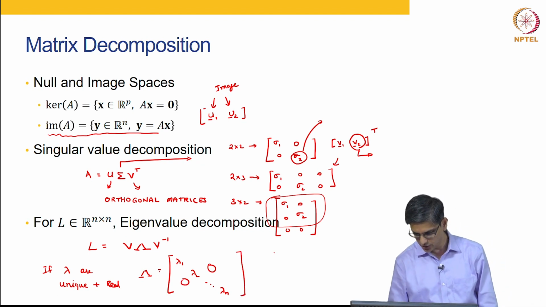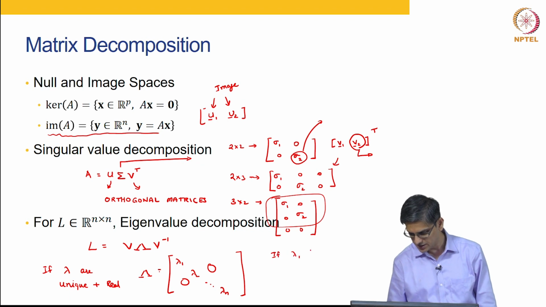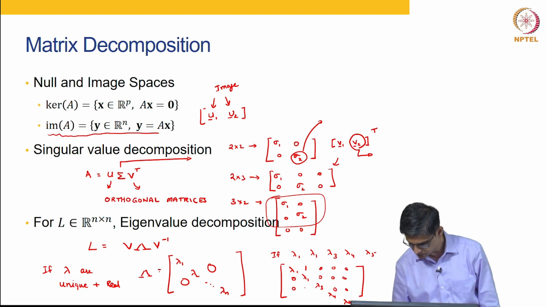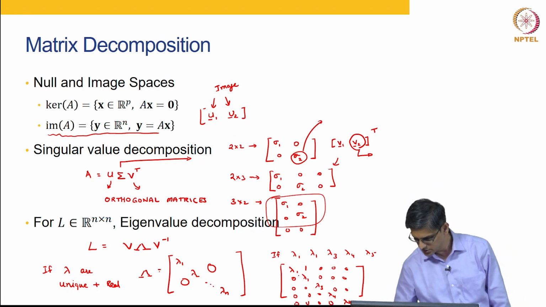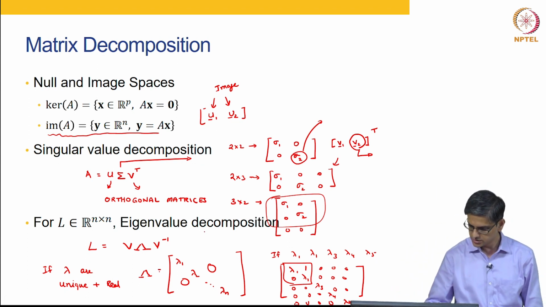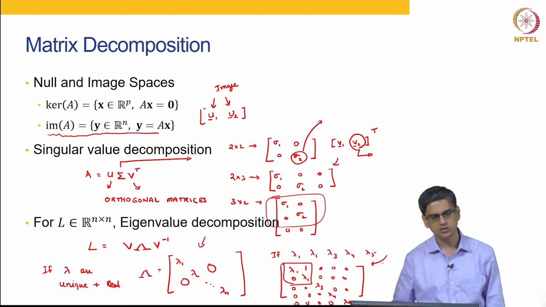If not, let us say we have lambda 1, lambda 3, lambda 4, lambda 5, then how is your lambda matrix going to look like? Lambda 1, lambda 3, lambda 4, lambda 5. This guy is going to have 1s and 0s, rest everything is 0. This has the Jordan structure. This is called diagonal decomposition, this is called Jordan decomposition.